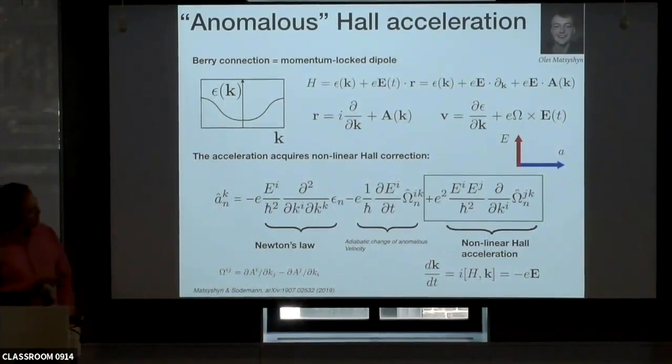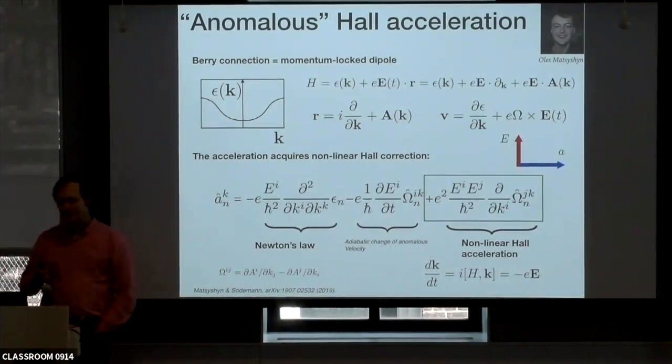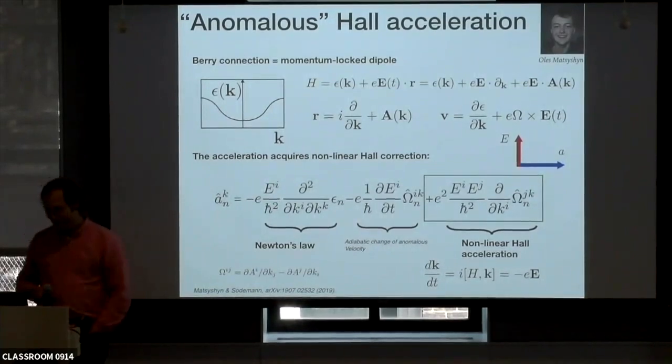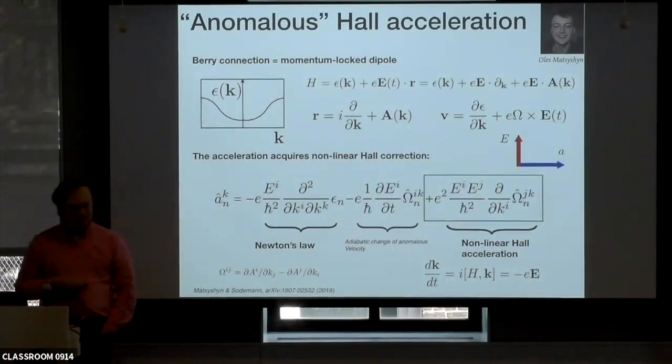So it's also a very simple, a couple of lines of math, to take the commutator of this operator with this Hamiltonian, and you will arrive at the following expression for the acceleration. So the acceleration operator is made out of three pieces. The first piece is just Newton's law, so one part that goes with the applied force and the inverse effective mass. There is another piece that is basically the instantaneous rate of change of the anomalous velocity.